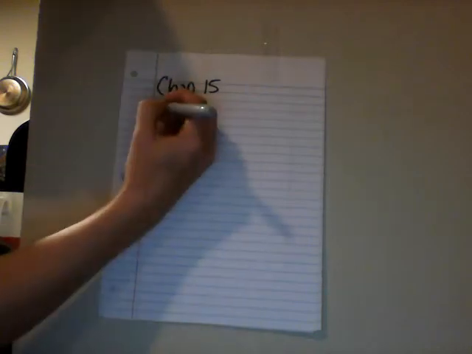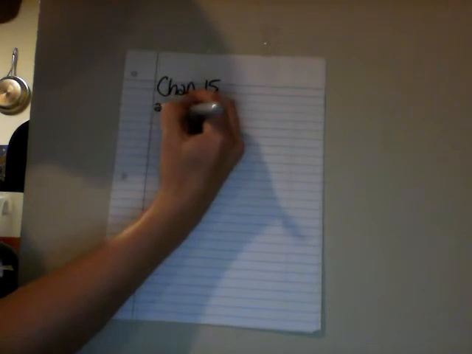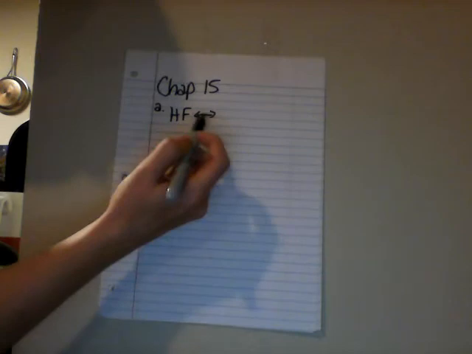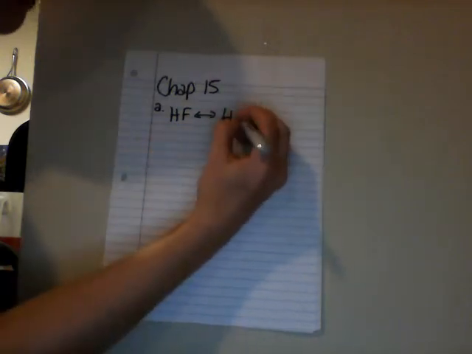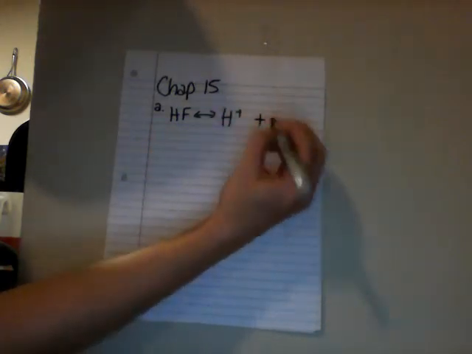Okay, so chapter 15, number 1. Write the expression for Kc. So that's the equilibrium expression, is when you're writing it for Kc. For the following reactions, in each case indicate whether the reaction is homogeneous or heterogeneous. So here we have, for part A, the equation is HF, and equilibrium expressions typically have this double-headed arrow, H plus, and everything is in aqueous, so we know all of it is going to be going into our expression.